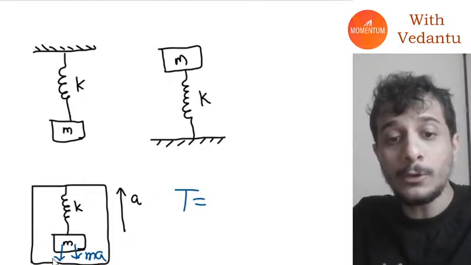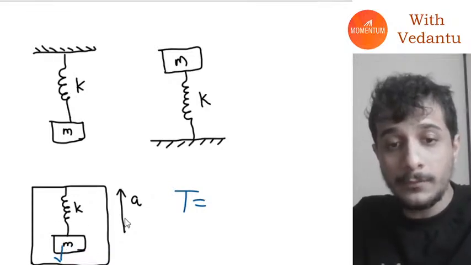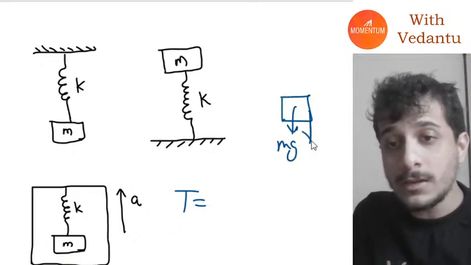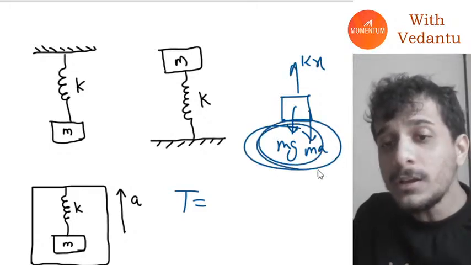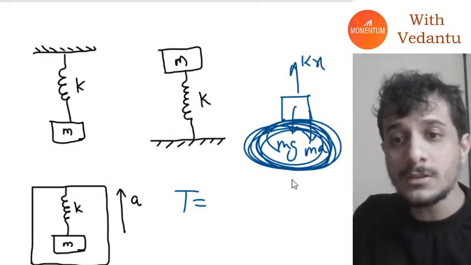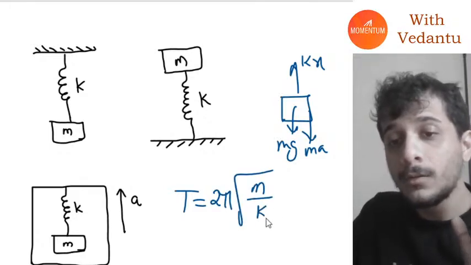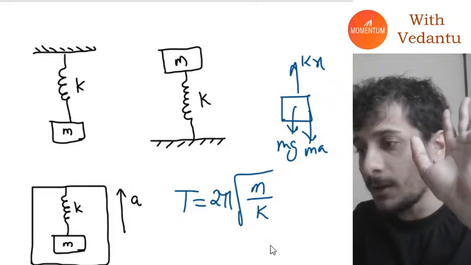There will be two forces in the downwards direction. Guys, if you make the free body diagram of the block, there will be mg in the downwards direction, ma in the downwards direction, and kx in the upwards direction. Both these forces are constant, so they will not change the time period. So once again, the time period will just be 2 pi under root m by k. The time period is only decided by the spring force.